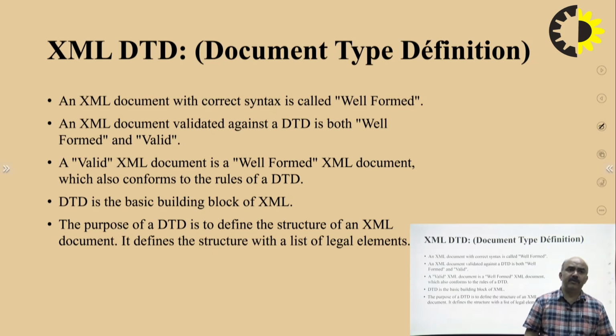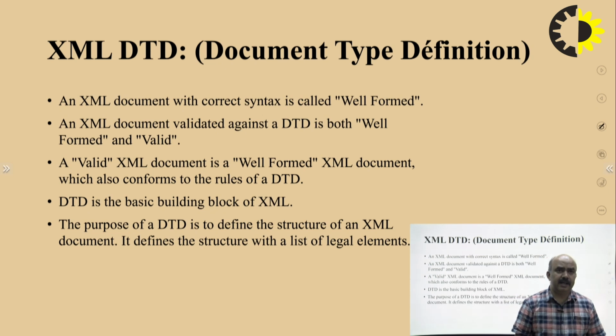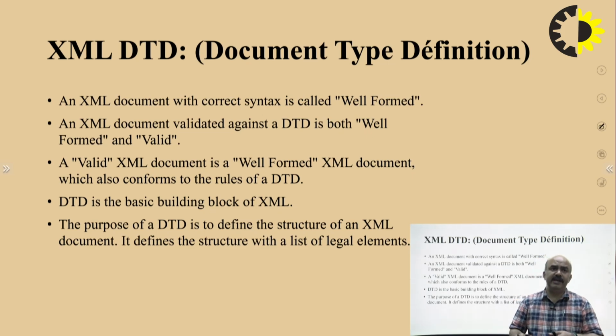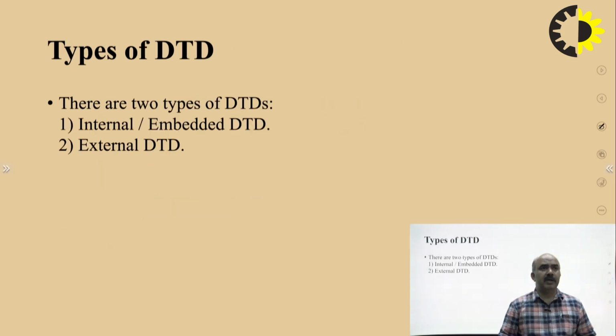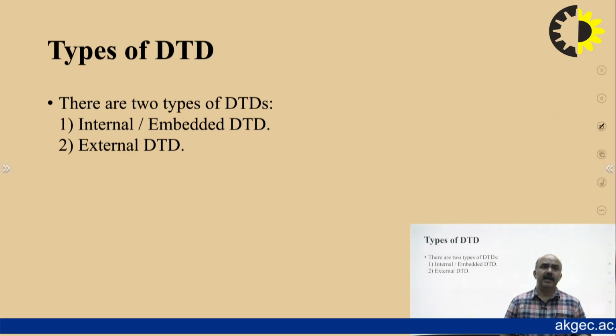The purpose of DTD is to define the structure of an XML document with a list of legal elements. There are two ways through which we can define a DTD: internal DTD and external DTD. Internal means we define the DTD within the XML, and external means we define the DTD separately from the XML document and then call it from the XML document. Let's take examples of those. The two types of DTD are the internal embedded DTD and the external DTD.